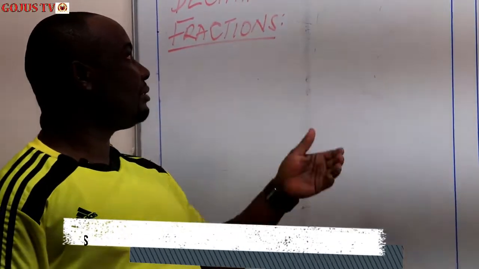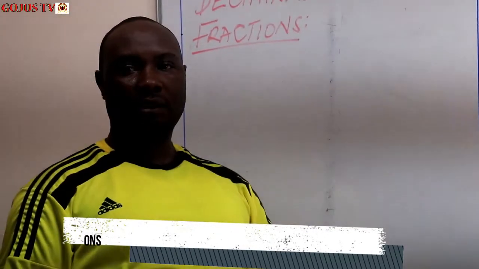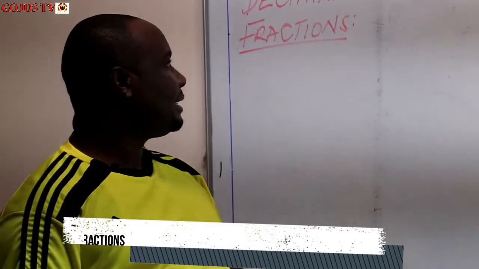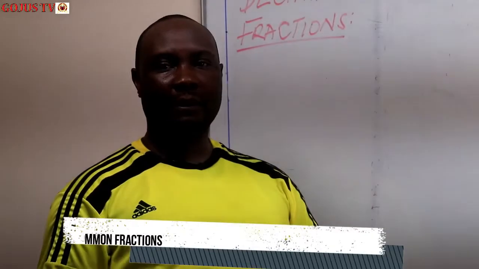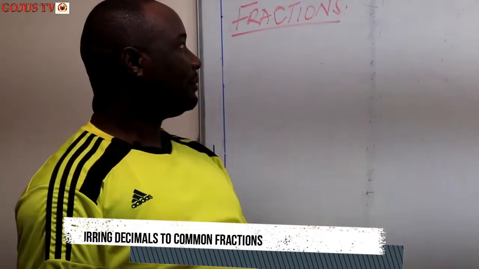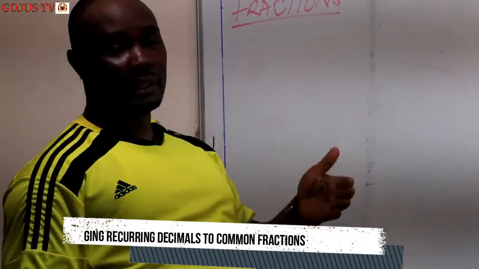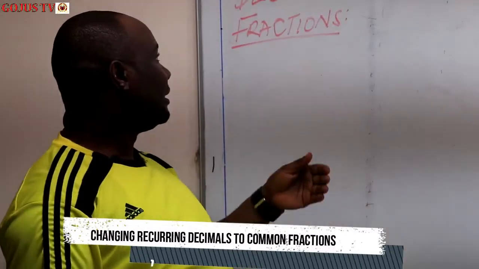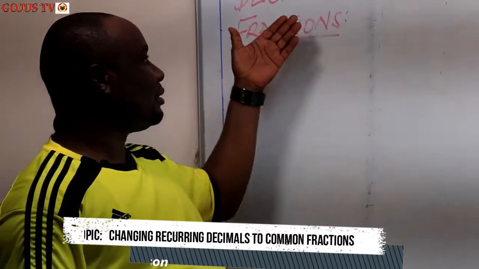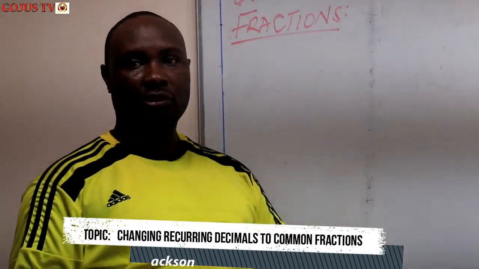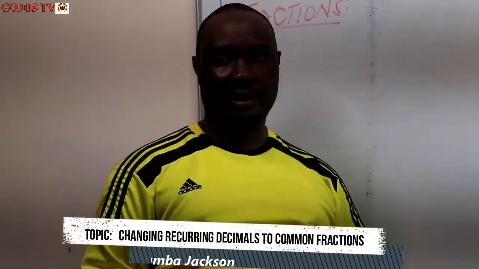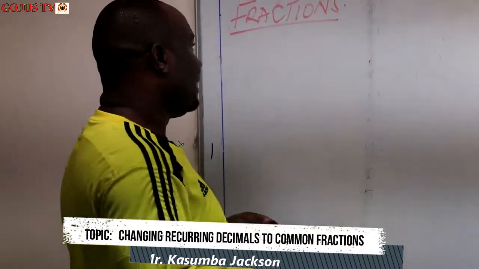I am going to take you through this second lesson of math. Yesterday we were looking at changing common fractions to decimals and then to recurring decimals. Right now we are changing recurring decimals to common fractions. So it's like a reverse. We are coming back.